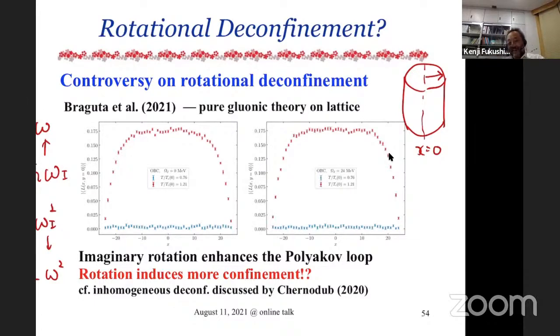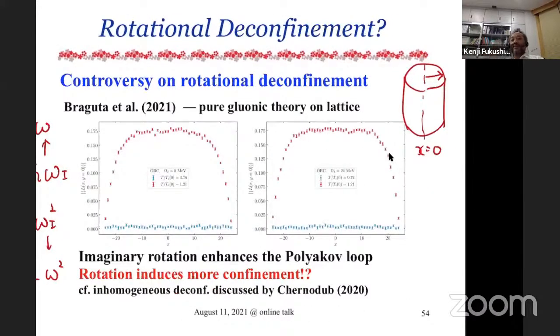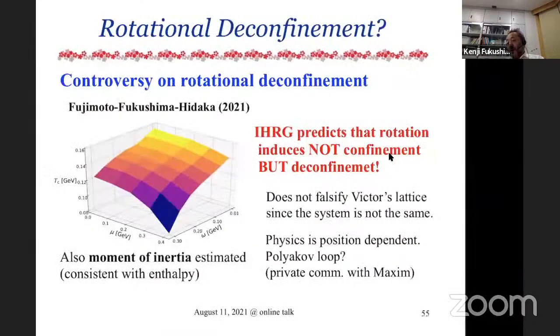But this is very strange, okay? Because as I showed here, the rotation is similar to the deconfinement, and usually at higher and higher density, the chiral symmetry is restored. And when the chiral symmetry is restored, it is natural to expect deconfined matter. But this statement is completely opposite. They say that you have more confinement at larger velocity or higher corresponding density, okay.